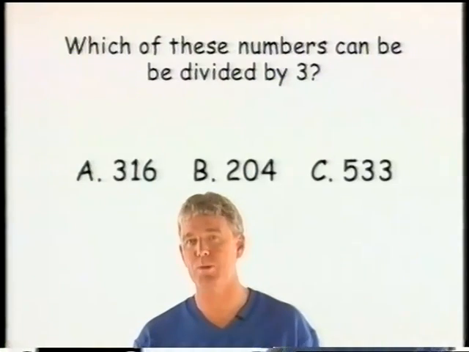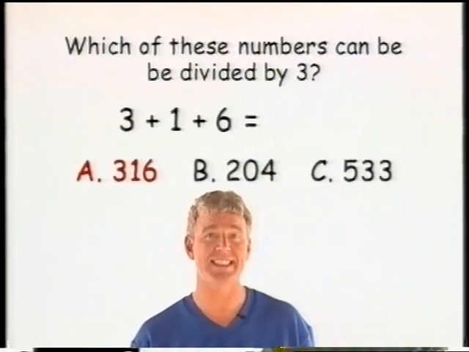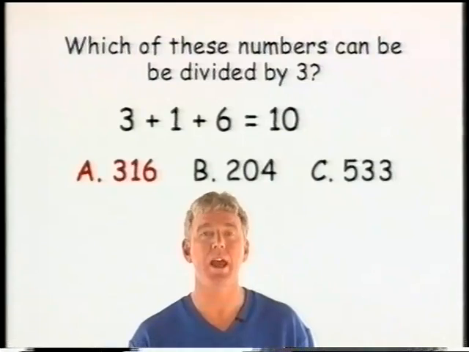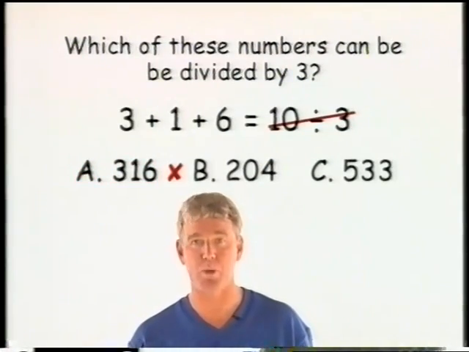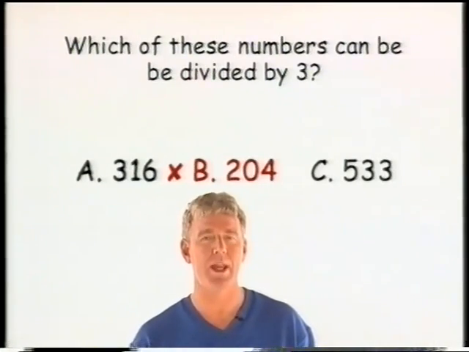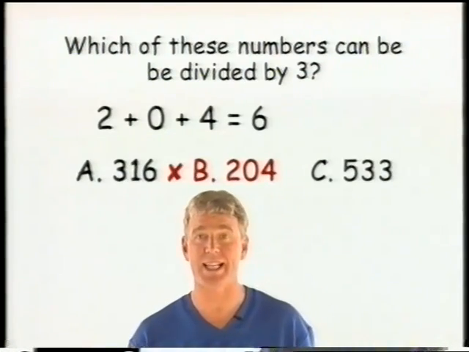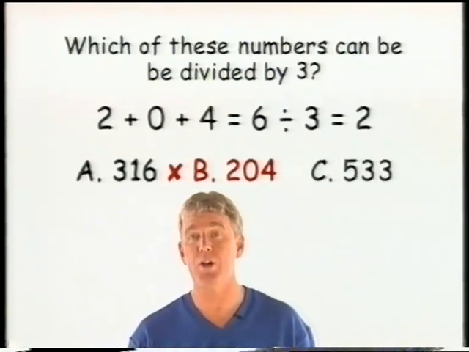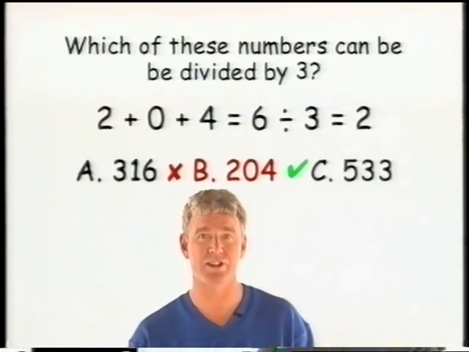Let's take the numbers one by one. The sum of the digits of 316 is 3, and 1, and 6. That's 10. But 10 is not divisible by 3. So 316 is not divisible by 3 either. So answer A must be wrong. Now the next number, 204. Adding up the digits 2 and 0 and 4 is 6, which is divisible by 3. So we know that 204 is divisible by 3 too, which means B must be the right answer.